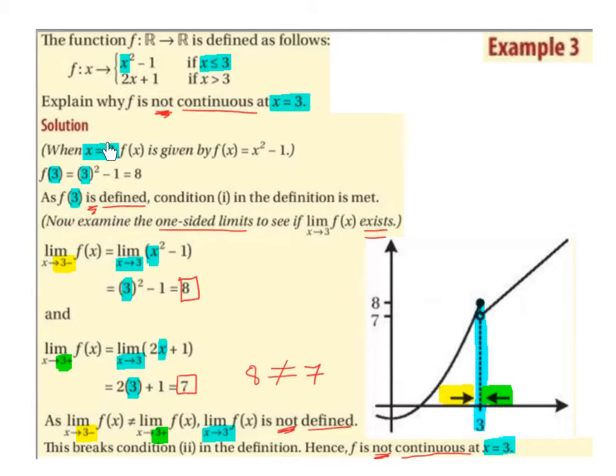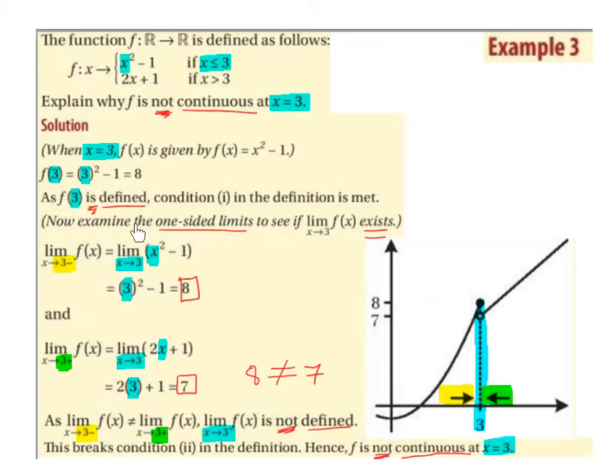So when x is equal to 3, f of x is given by f of x equals x squared minus 1. So f of 3 is going to be 3 squared minus 1, which is 8. As f of 3 is defined, condition 1 in the definition is met. So the reason that we substituted 3 into x squared minus 1 is that for x squared minus 1, x is less than or equal to 3, whereas for 2x plus 1, x is greater than 3. So we subbed x equals 3 into x squared minus 1 and not 2x plus 1.